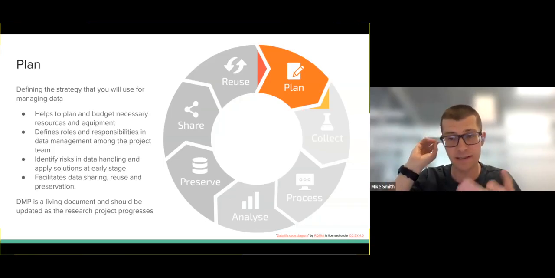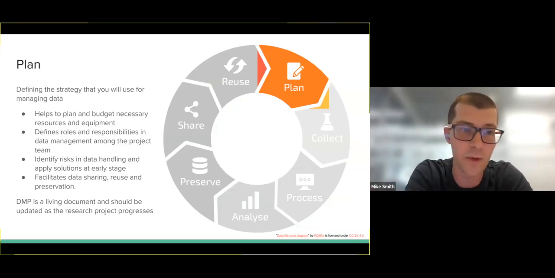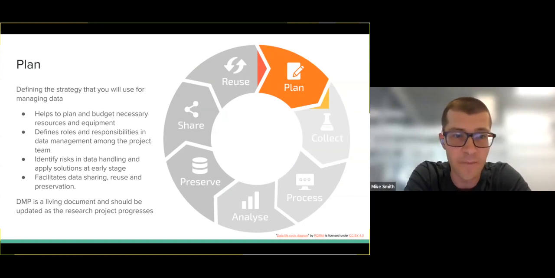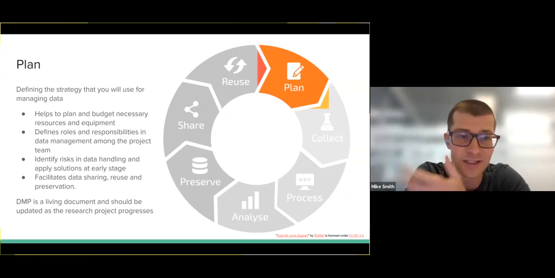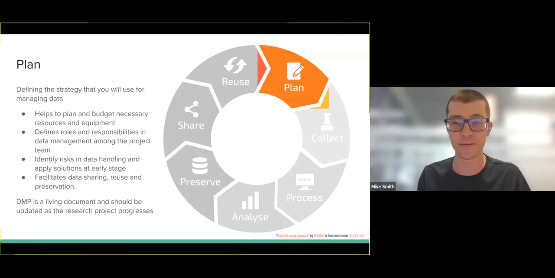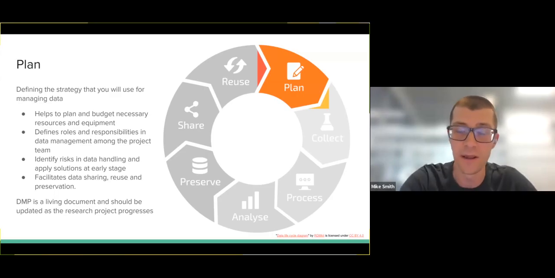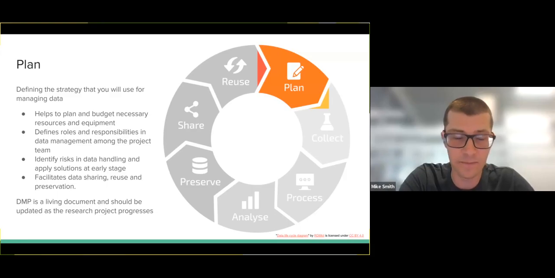So I'm going to say this is the first stage, but it is a cycle. So you can technically start anywhere here, but we're going to start with the plan, right? And this is where you define the strategy for what you're going to do in your data management. So the idea here is that you're thinking about all of the later steps and what you're going to need to use your data. So that might be how you're going to collect it. It might be where you're going to store it.